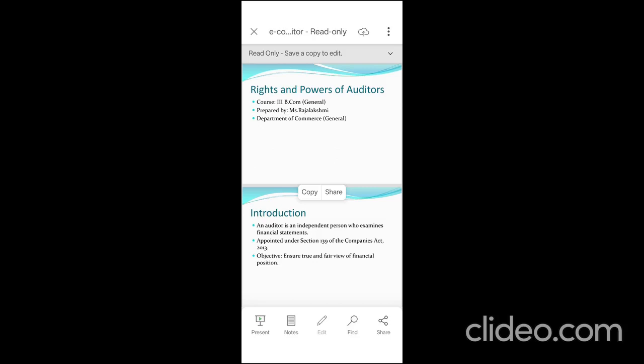Good evening, students. Today we will learn about the rights and powers of the auditor under the Companies Act 2013. The rights are very important because they help the auditors to perform their duties independently and ensure transparency in financial reporting.